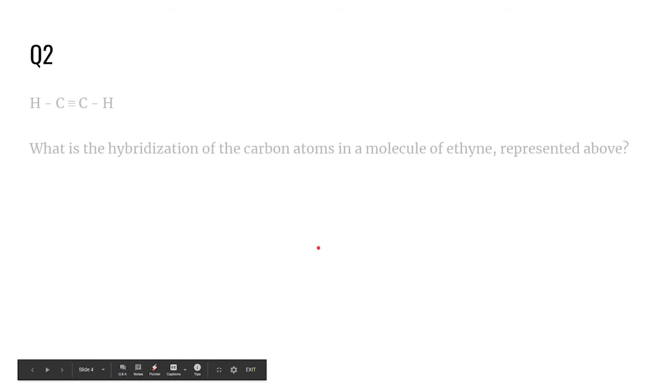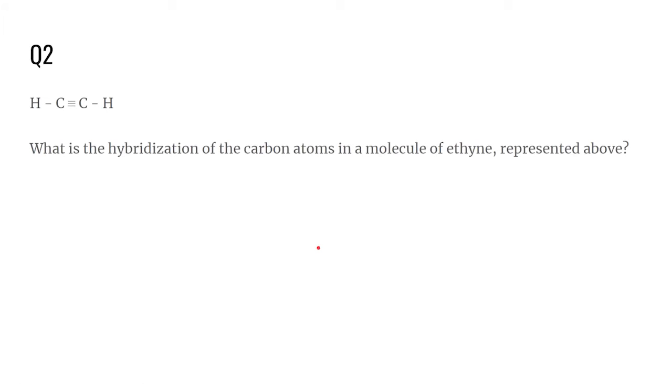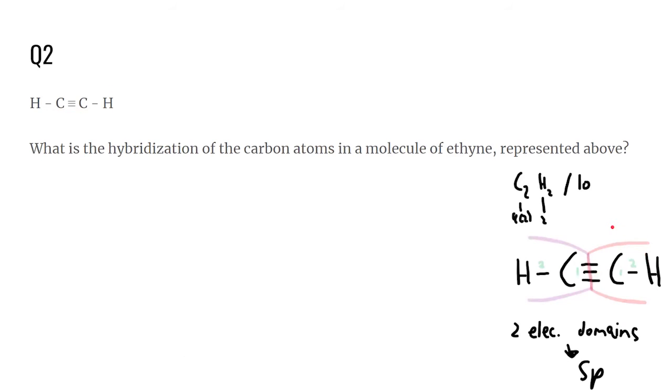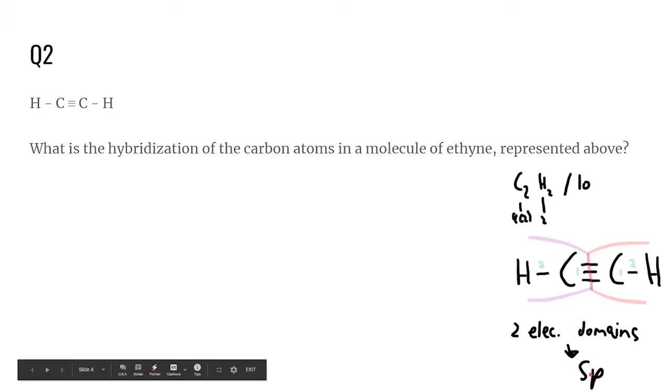Question 2. What is the hybridization of the carbon atoms in a molecule of ethine, represented above? Since it's already drawn here, it's the other half of the previous Lewis structure. 10 electrons, and then we have symmetry here, 2 electron domains, and so the hybridization is going to be sp, since we have 2 electron domains.